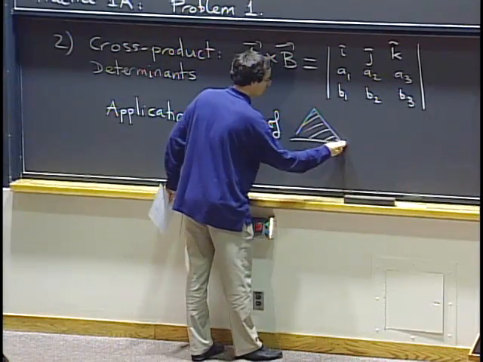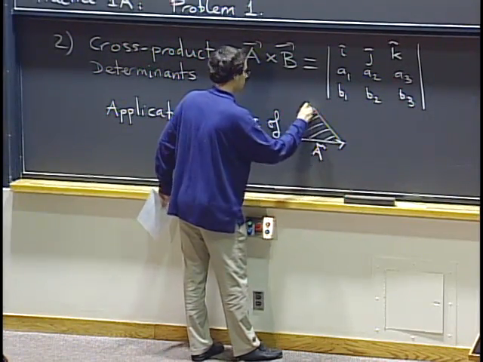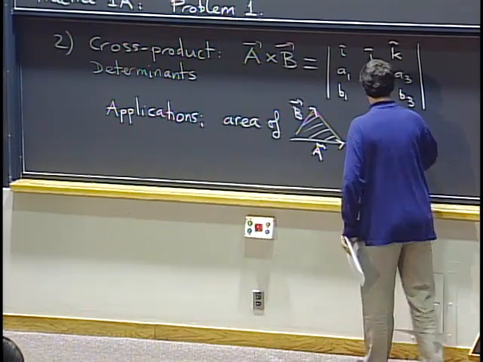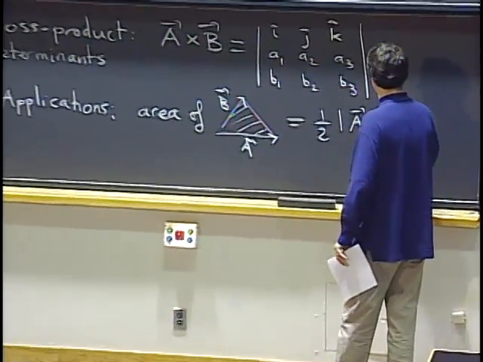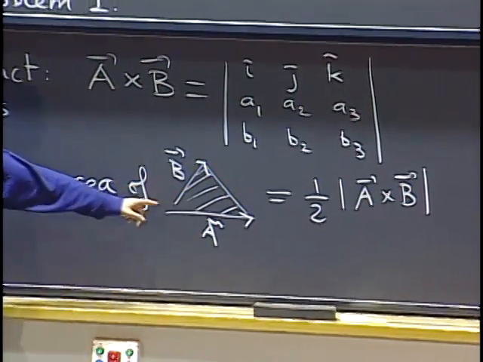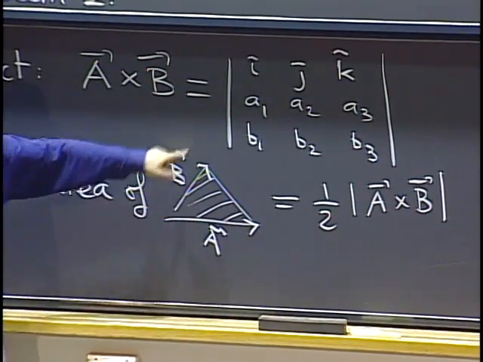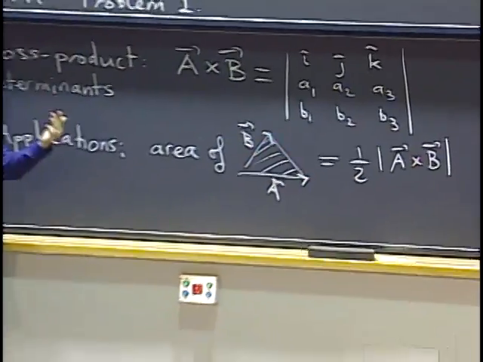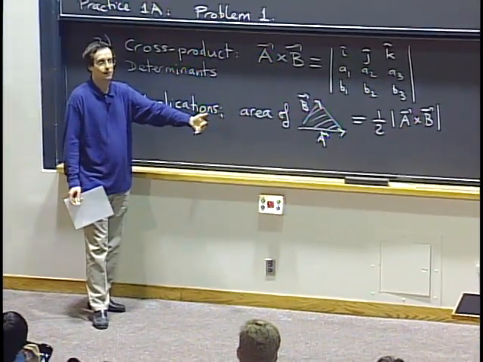So if you have a triangle in space with sides A and B, then its area is 1/2 of the length of A cross B, because the length of A cross B is length A, length B sine theta, which is the same as the area of a parallelogram formed by these two vectors. And the other application of cross product is to find a vector that's perpendicular to two given vectors. So in particular, to find the vector that's normal to a plane and then find the equation of a plane.